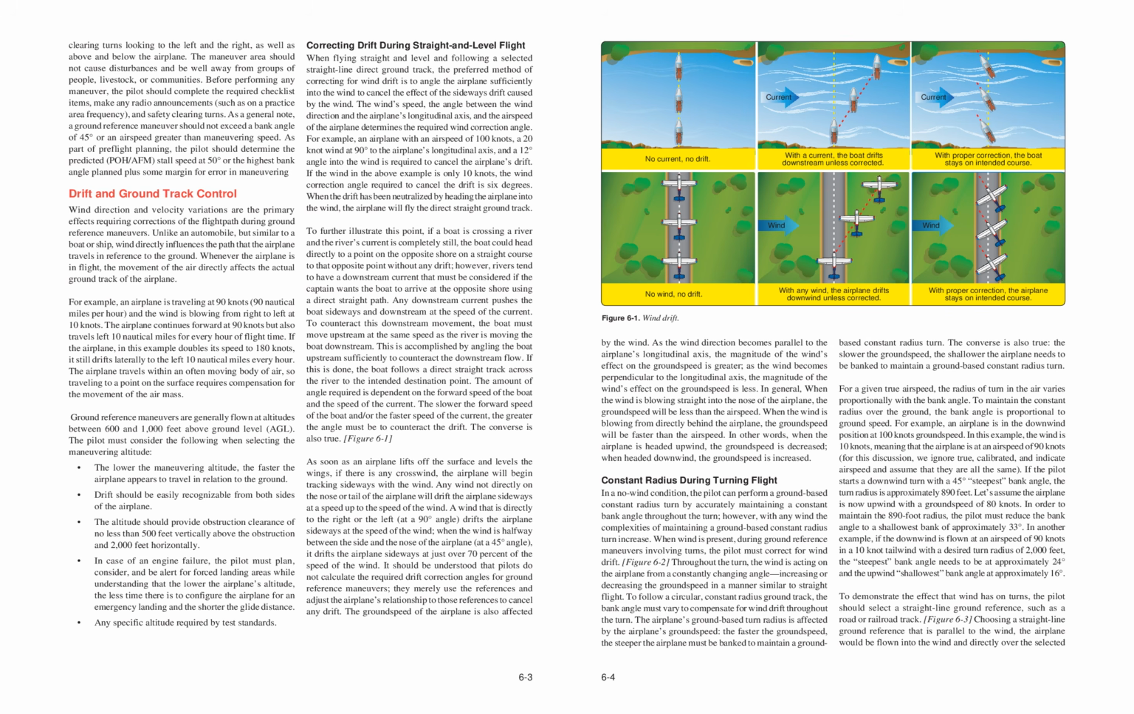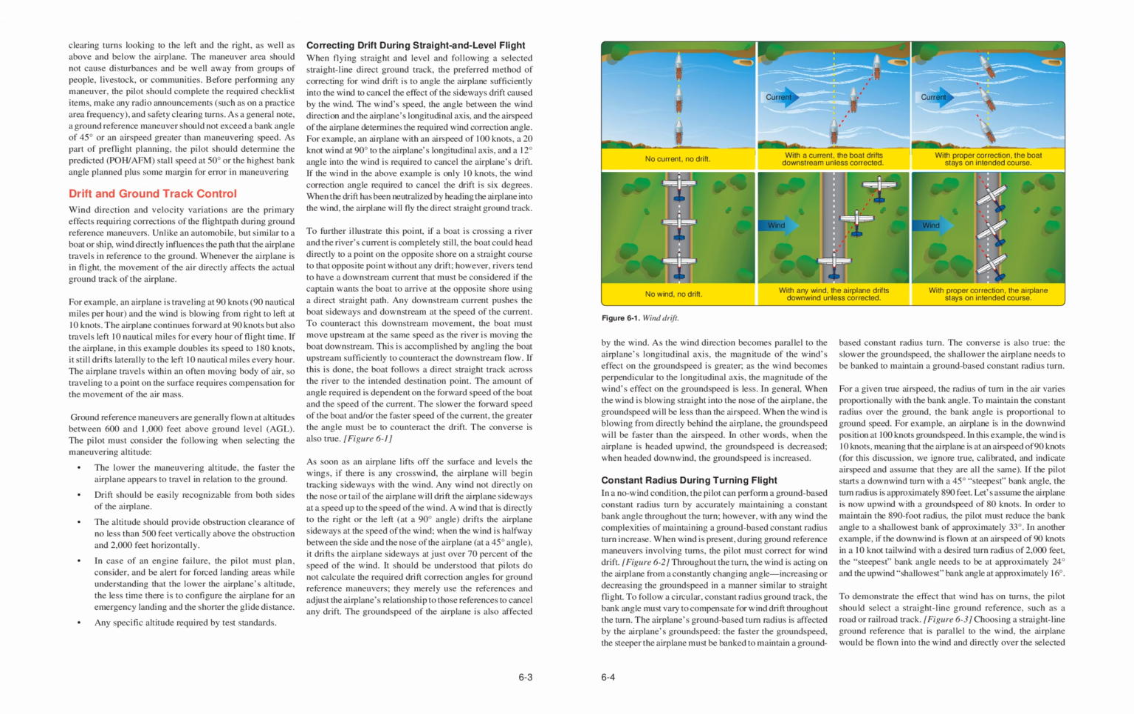As the wind direction becomes parallel to the airplane's longitudinal axis, the magnitude of the wind's effect on the ground speed is greater. As the wind becomes perpendicular to the longitudinal axis, the magnitude of the wind's effect on the ground speed is less. In general, when the wind is blowing straight into the nose of the airplane, the ground speed will be less than the airspeed. When the wind is blowing from directly behind the airplane, the ground speed will be faster than the airspeed.